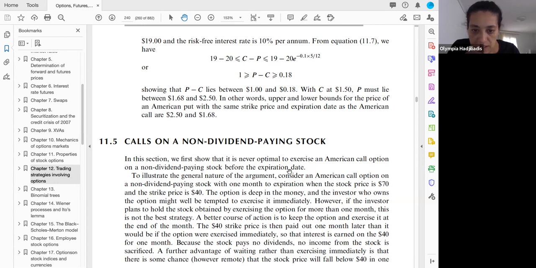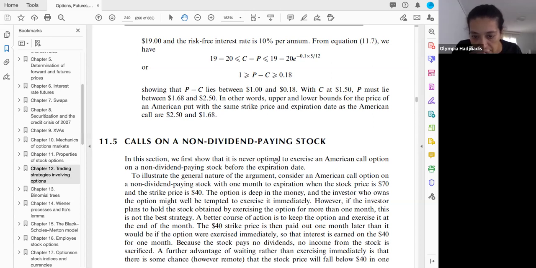To illustrate the general nature of the argument, consider an American call option on a non-dividend paying stock with 1 month to expiration when the stock price is $70 and the strike price is $40. The option is deep in the money, and the investor who owns the option might well be tempted to exercise it immediately. However, if the investor plans to hold the stock obtained by exercising the option for more than 1 month, this is not the best strategy. A better course of action is to keep the option and exercise it at the end of the month.